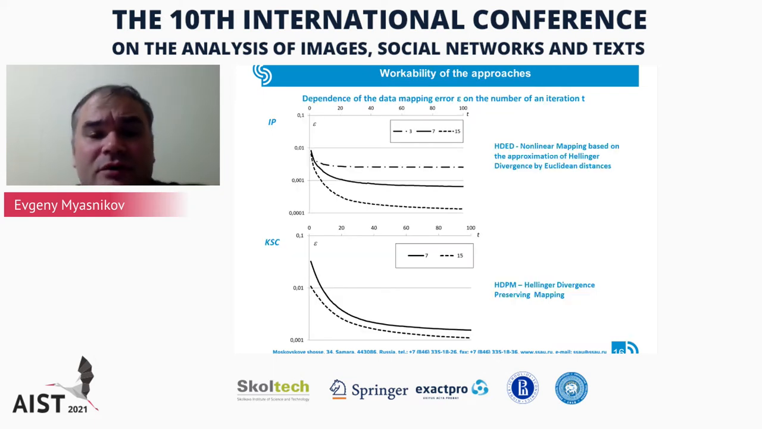At first, we studied the workability of both approaches. The first approach is the nonlinear mapping based on the approximation of Hellinger divergence by Euclidean distances, and the second approach is the Hellinger divergence preserving mapping. So both approaches work quite well. They reduce the error by an order of magnitude, but we noticed that the second approach, the Hellinger divergence preserving mapping, works badly when mapping to low dimensionalities, for example, 2 and 3. So they rather cannot be used in visualization of hyperspectral images.